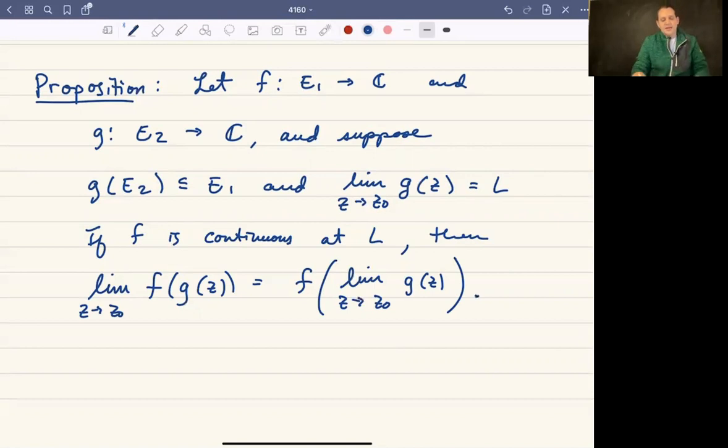Okay, so what this says is that just like in Calc 1, continuous functions are functions that you can bring inside and outside of limits. Okay, and this is a very key feature of continuous functions that we use over and over again.